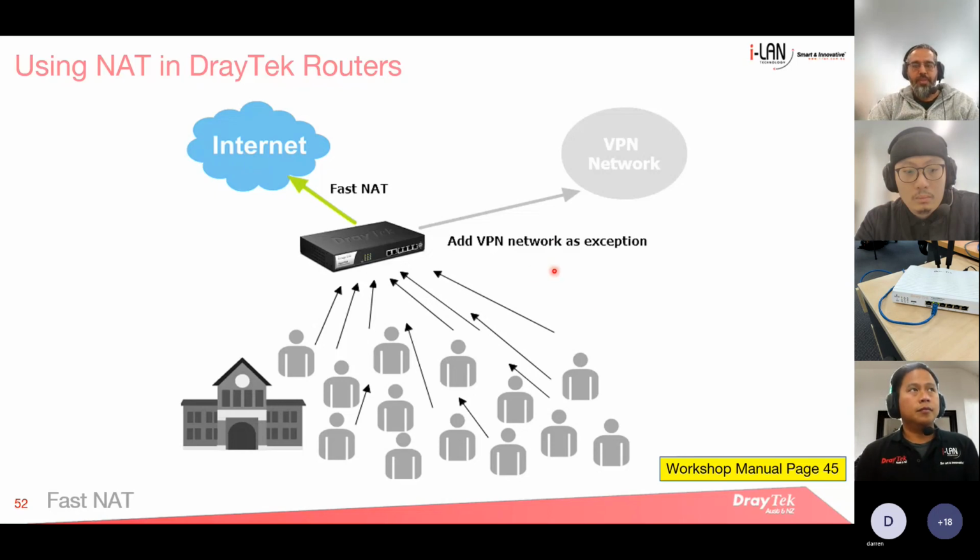In this example, the 2960 is acting as the internet gateway for a university dorm, and there are hundreds of students accessing the internet through it at night. So CPU usage during that time is usually high. The admin would like to reduce the CPU usage and speed up the NAT performance of the students' LAN, so they can use FastNAT. However, an exception is needed for the VPN network to let the students connect to the campus network.